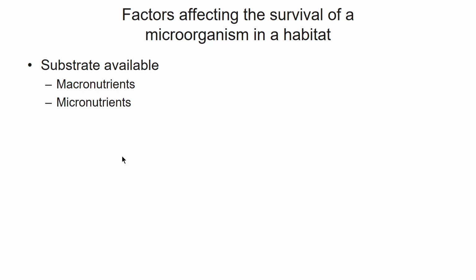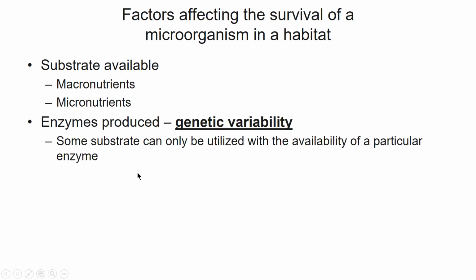And it's important for the organism to have its genetic variability, the ability to make and decompose matter. But at the end of the day, you either have the right environment and the right building blocks or you don't. So the first thing is substrate availability, both macro and micronutrients. Do you have the right nutrients or do you not? The next thing is the enzymes produced by your genetic variability. As I mentioned before, what is a growth factor? What can you make on your own? That varies from one organism to another.